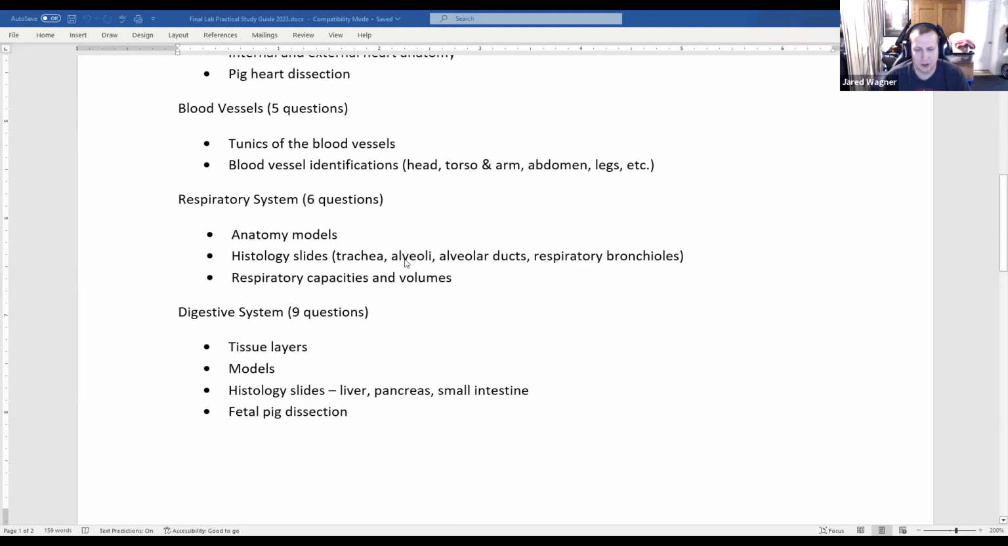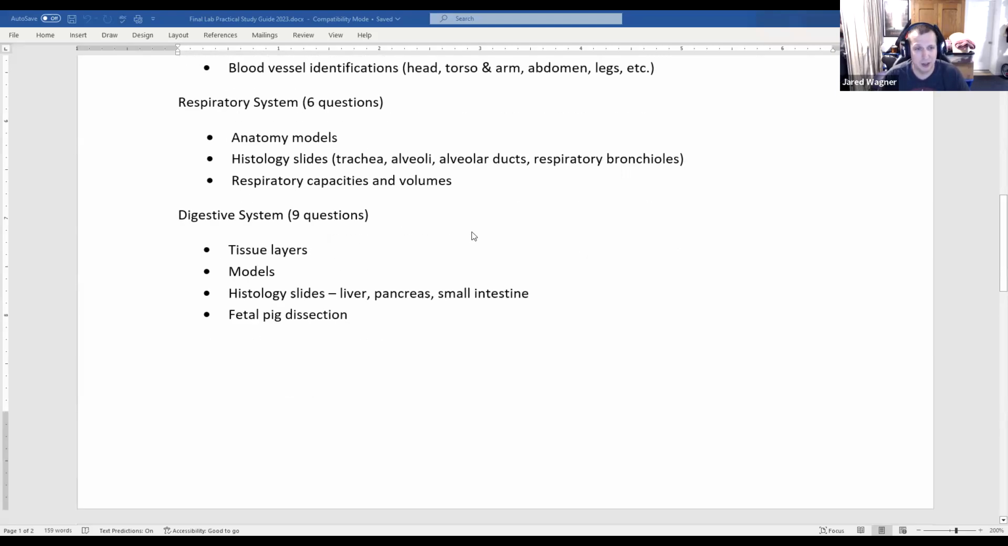Anatomy models, the histology slides, definitely be able to recognize the trachea. Respiratory capacities and volumes. Once again, that diagram we had on our last lab quiz on respiration. So with the vital capacity versus inspiratory reserve versus expiratory reserve versus tidal volume versus residual volume, what adds up to vital capacity, what adds up to total lung capacity, that sort of thing.